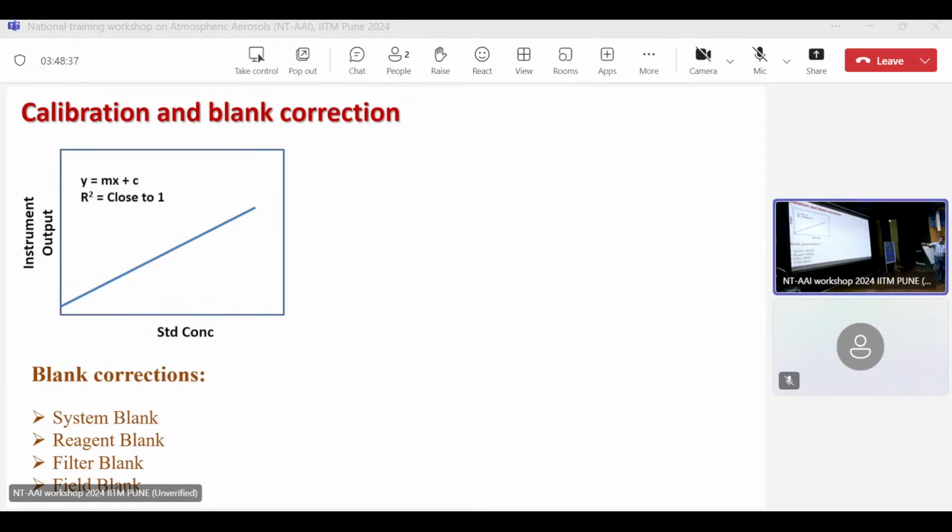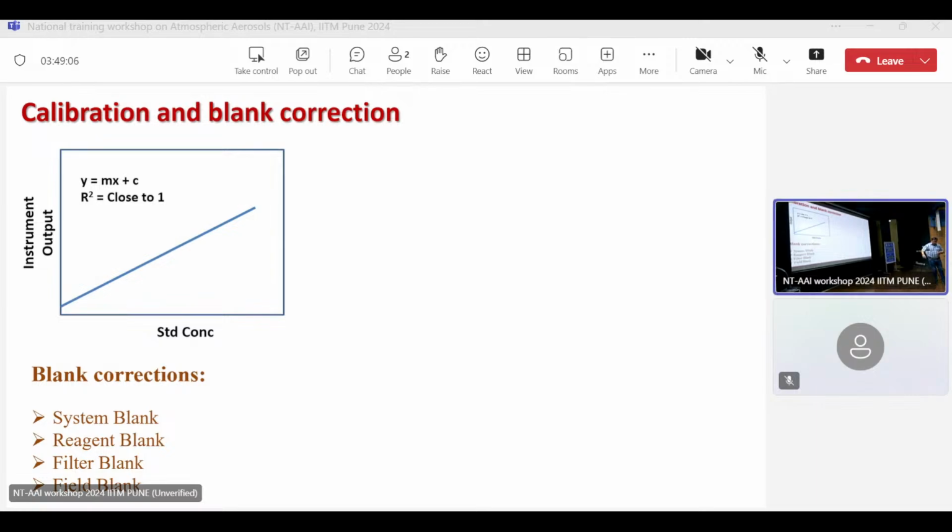Filter. Now you have collected samples on some filter. The filter can also contribute, the same way the reagent was contributing. So whenever you are running any sample, you also run a blank filter, presuming it has no sample, and see whether it is contributing anything or not. That blank you have to subtract from the sample.